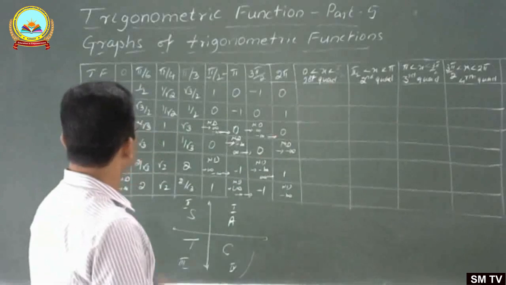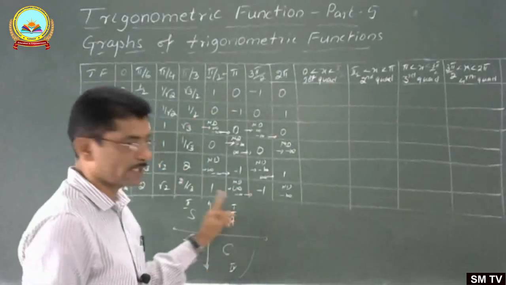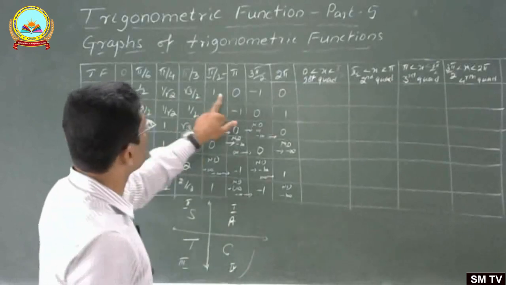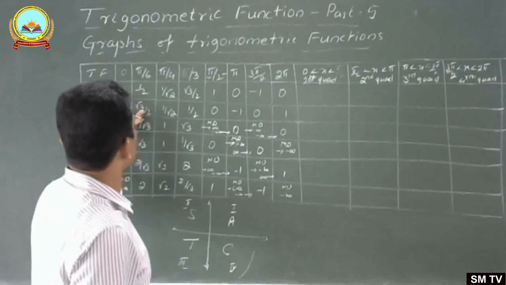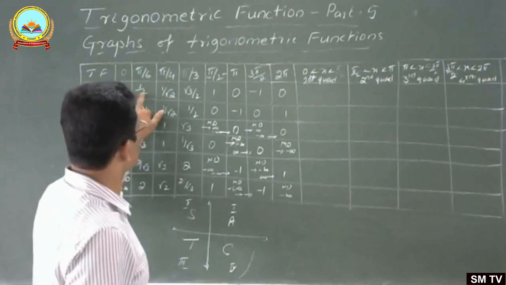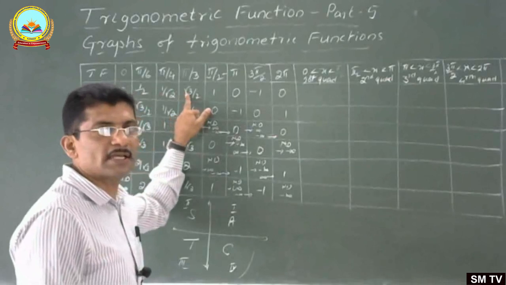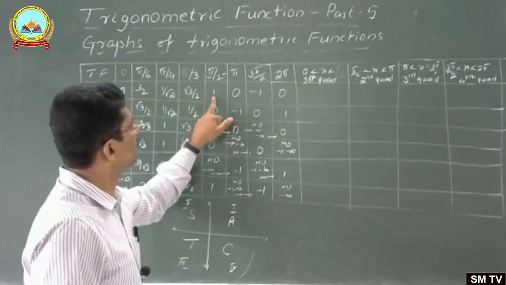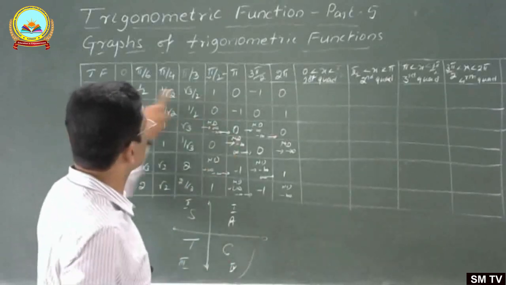The first one is, you know that in 0 to pi by 2, all trigonometric functions are positive. 0 to pi by 2 implies the first quadrant. In the first quadrant, the sine function starts from 0. 0 is less than half, half is less than 1 by root 2, 1 by root 2 is less than root 3 by 2, root 3 by 2 is less than 1. Therefore, it is increasing from 0 to 1.